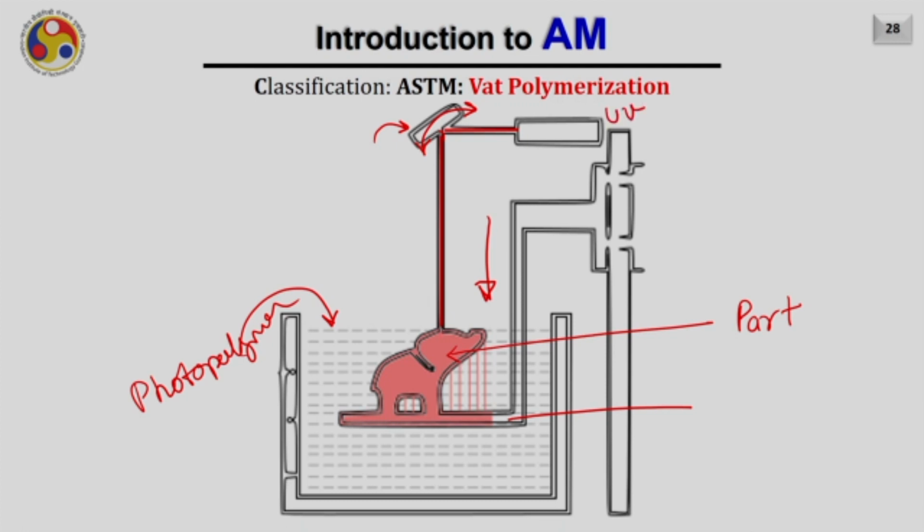Wherever this laser falls, the photopolymer gets cured and forms the solid structure. These lines you are seeing are nothing but the support structures. Each time one layer is realized, the platform goes down and the next liquid layer comes on top, which gets further scanned by the laser and cured. This is called the wet photopolymerization process.